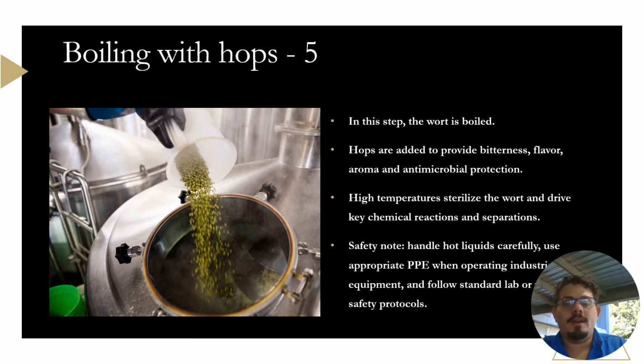In step 5, also known as boiling with hops, as we can see in this picture, we add the hops to the kettle in which they're gonna be boiled. In this step, those hops are added to provide bitterness, flavor, aroma, and antimicrobial protection. High temperatures sterilize the wort and drive key chemical reactions and separations inside the kettle.